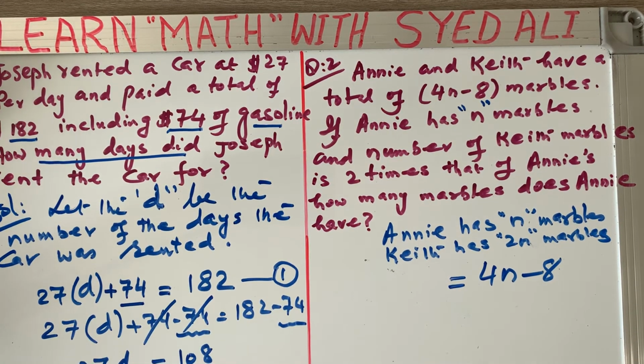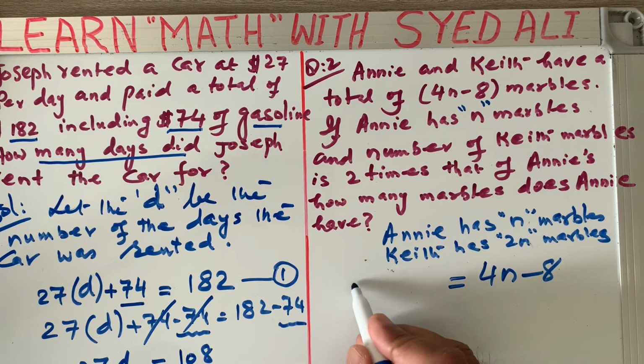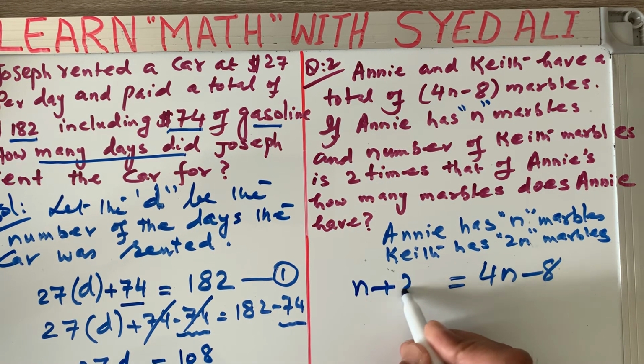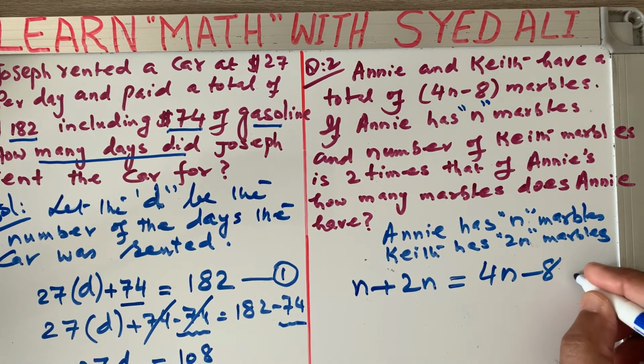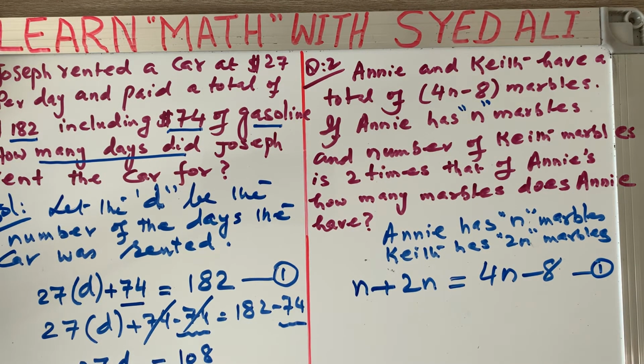So we just rewrite it. But the total is also given in the question. Annie and Keith have a total of 4n minus 8. That means n plus 2n gives us 4n minus 8. So that is our algebraic equation which is given in the word problem.